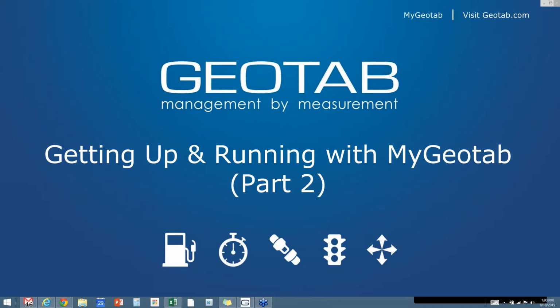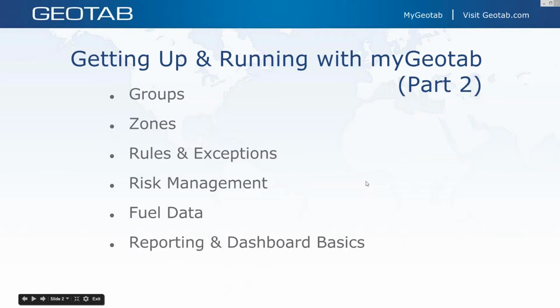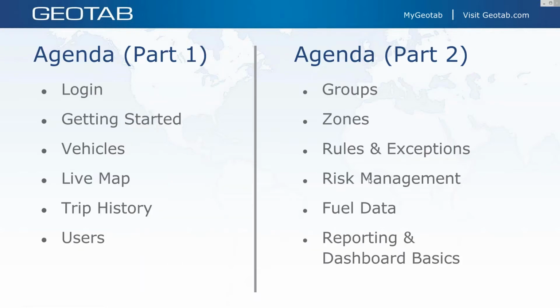Today we are going to go through part 2 of Getting Up and Running with MyGeotab. We went through our basics last week: logging on, how to get started, going through the product guide and where to find it, setting up your vehicles, the live map, all the productivity features in the live map, trip history and dissecting that, and then users.